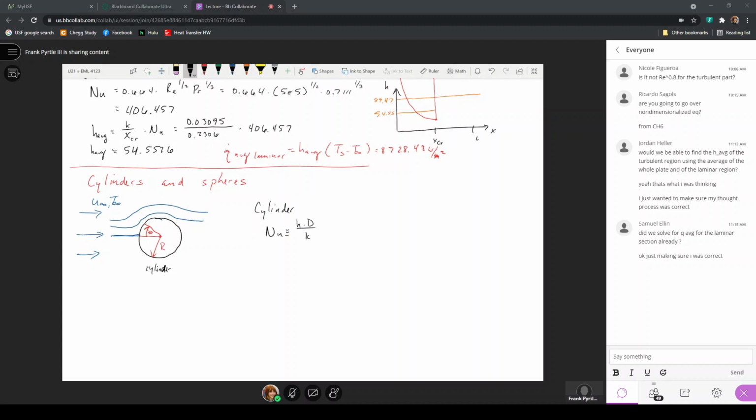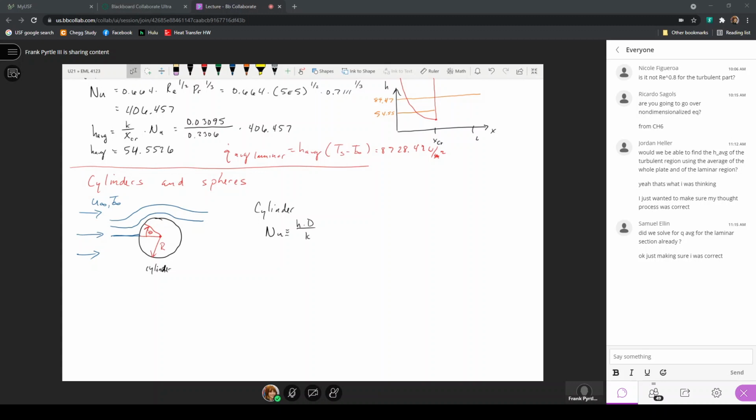Recall that the first time I defined the Nusselt number, it is the heat transfer coefficient times the characteristic length divided by the thermal conductivity of the fluid. Well, for cylinders and spheres, the characteristic length that is used is just the diameter. There's no x position that varies, and that's because in the cylinders and spheres, we're only interested in the average values over the entire surface. So when we're defining these Nusselt numbers, the Nusselt number is defined in terms of the diameter of the cylinder or the diameter of the sphere.